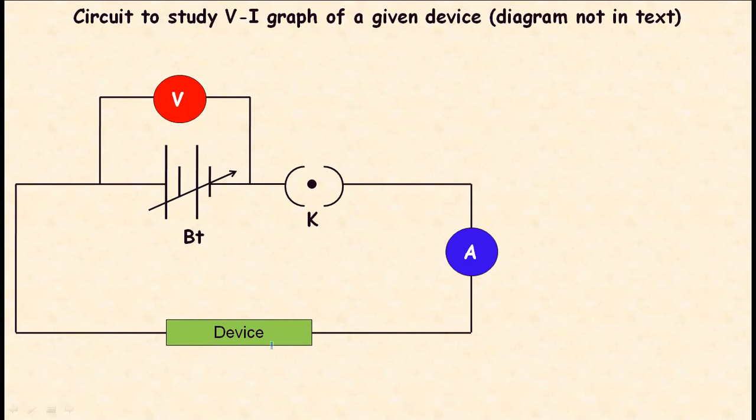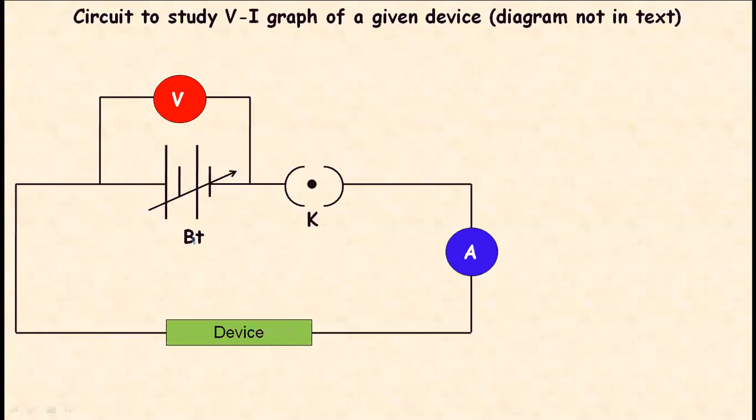Say for example, this device is made up of a conductor. All conductors will obey Ohm's law. Or this device, what I have connected in the circuit, may not obey Ohm's law. So all semiconductors do not obey Ohm's law. So the device, what I have connected in the circuit, may be a device which will obey Ohm's law or which may not obey Ohm's law.